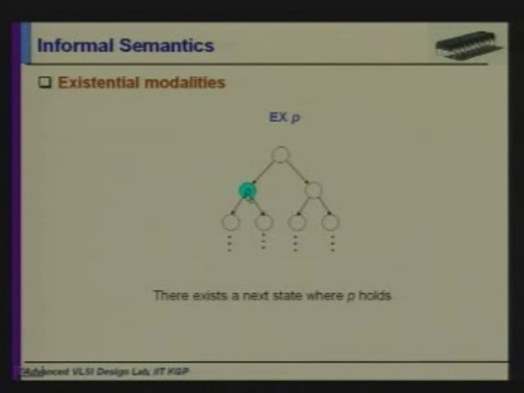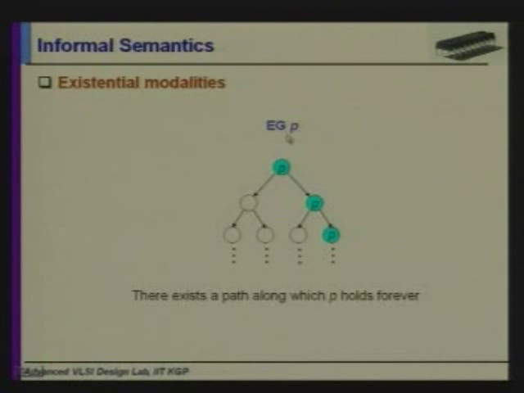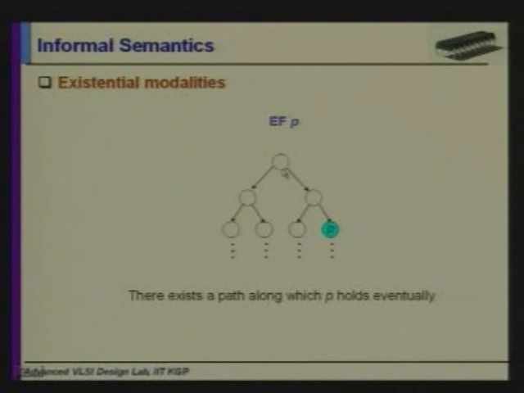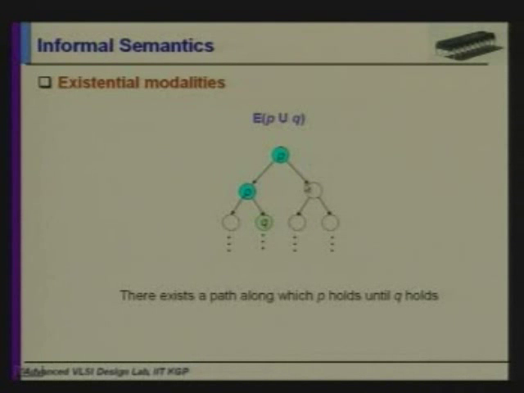So either of these, P may hold here, P may hold here, but wherever it holds, it will satisfy EXP. EGP means there exists a path where globally P will hold. EFP means there exists a path in which P holds eventually. That means it may hold here, it may hold here, but in some path it will hold. Similarly, for P until Q, there exists at least one path where P until Q will hold. So P until Q holds in this path.